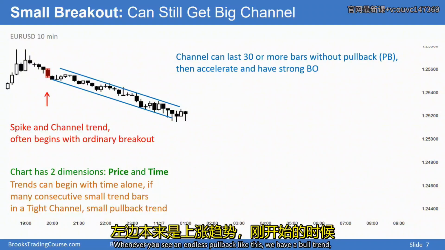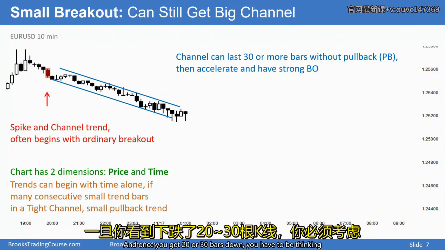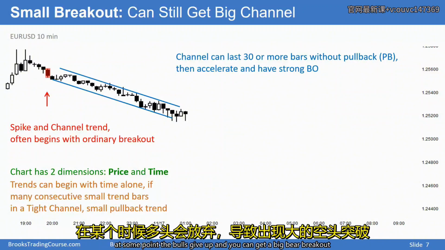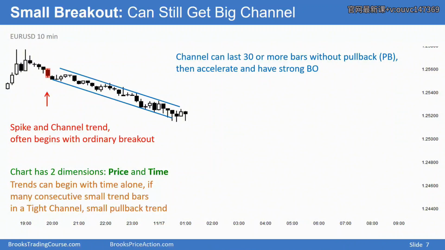Whenever you see an endless pullback like this, we have a bull trend, and initially the bulls saw it as a pullback, yet it's a never-ending pullback. It's an endless pullback. And once you get 20 or 30 bars down, you have to be thinking at some point the bulls give up, and you can get a big bear breakout that becomes a measuring gap and leads to a measured move down.